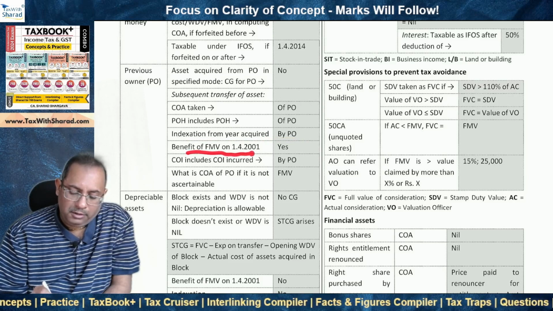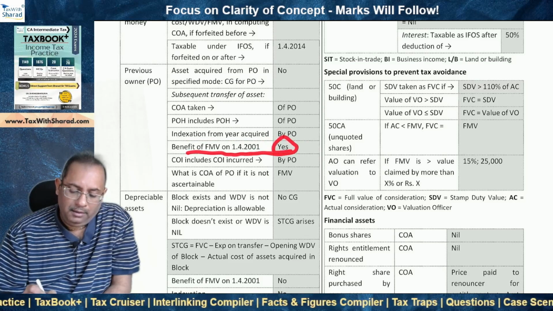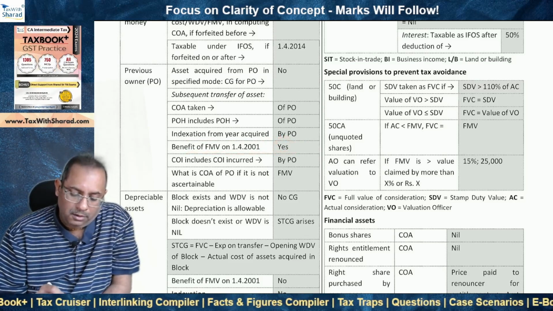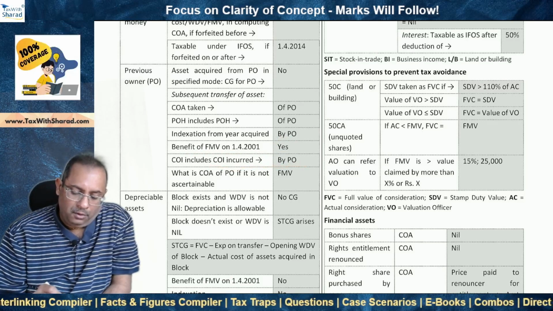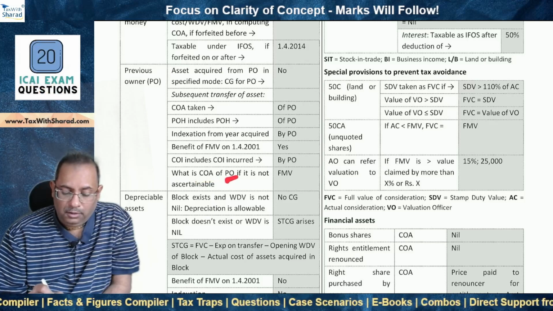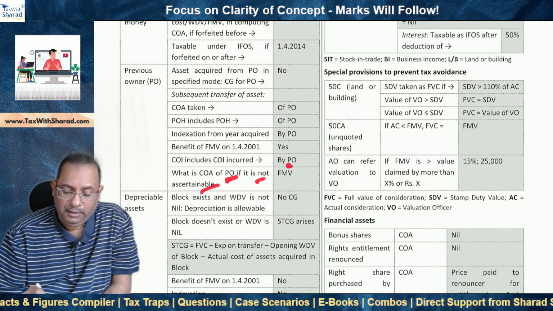Benefit of FMV as on 1st April 2001 is available in determining cost of acquisition. Cost of improvement includes cost of improvement incurred by the previous owner. What is the cost of acquisition of the previous owner? If it is not ascertainable, in that case we take the FMV.